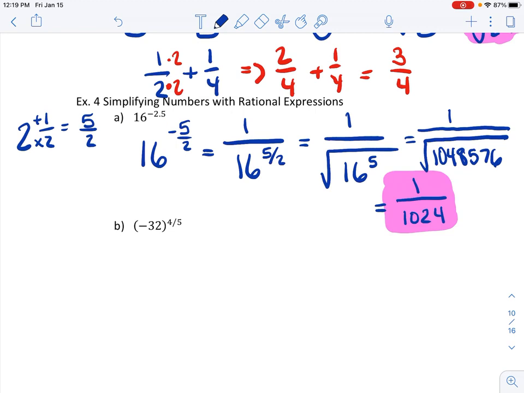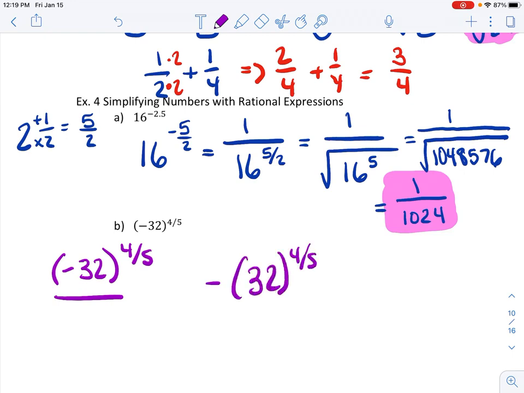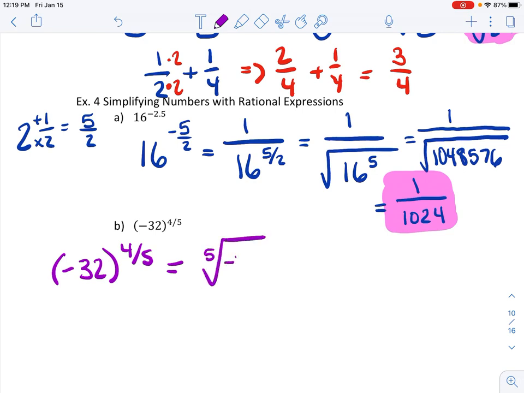We can do the same thing with part B. So we have negative 32 to the 4/5 power. Notice it does make a difference that the parentheses are where they are. If it was like this, that would mean something different, okay? That means you do this and then there's a negative tacked on to the front. With the negative inside the parentheses with the 32, you know it all goes together. So you have the 5th root of negative 32 to the 4th.